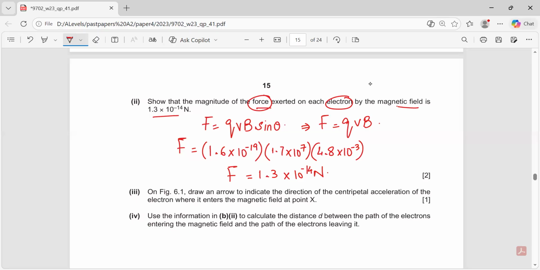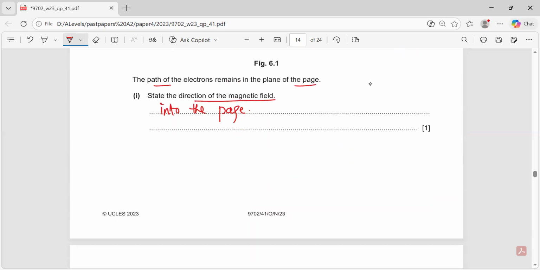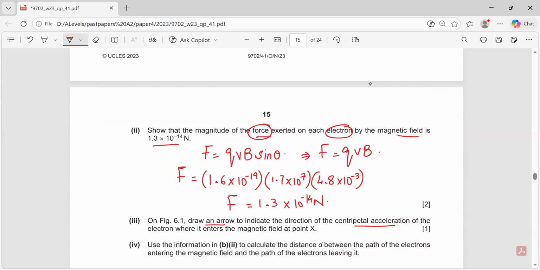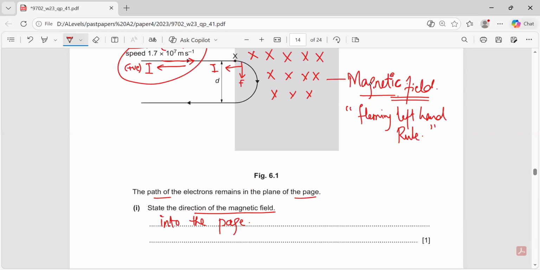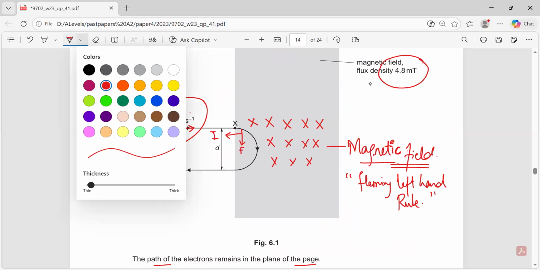Okay. Next is you have to draw an arrow to indicate the direction of centripetal acceleration. So you know, और ये centripetal acceleration हमने कहाँ पे बनानी है? At point x. So what is the centripetal acceleration? It is the acceleration which is always pointing towards the center of a circle.